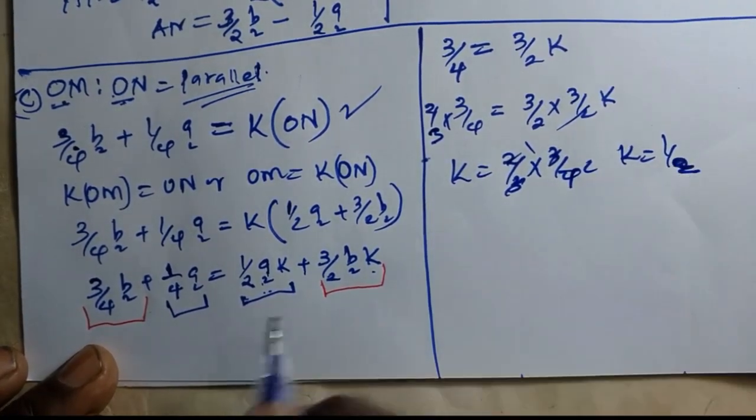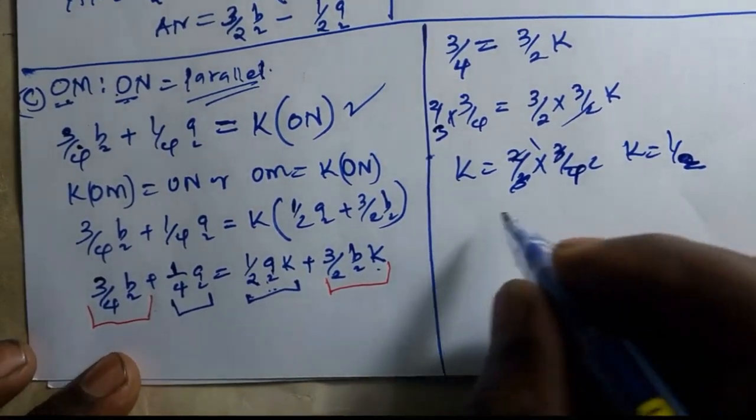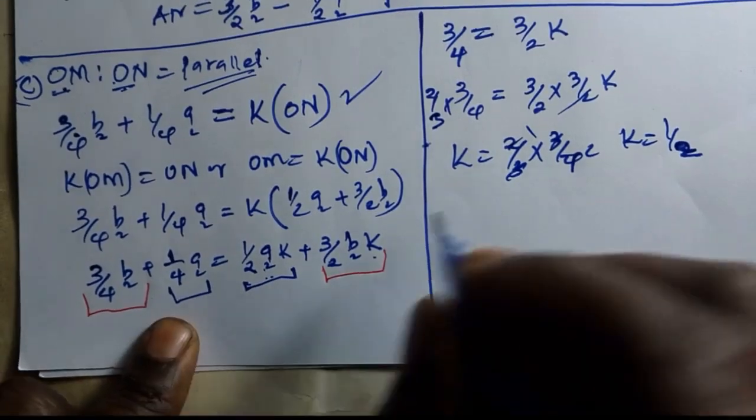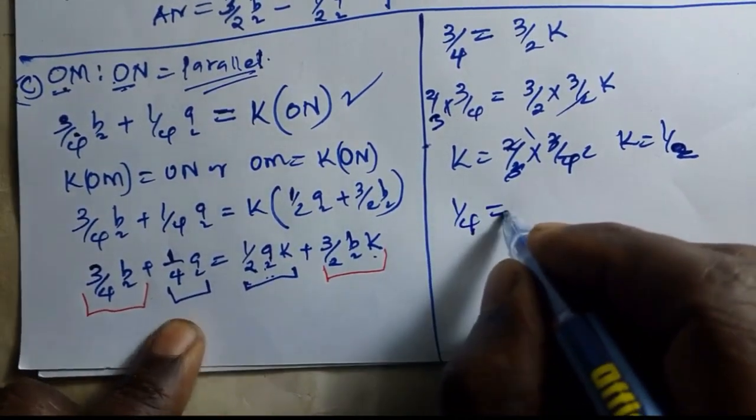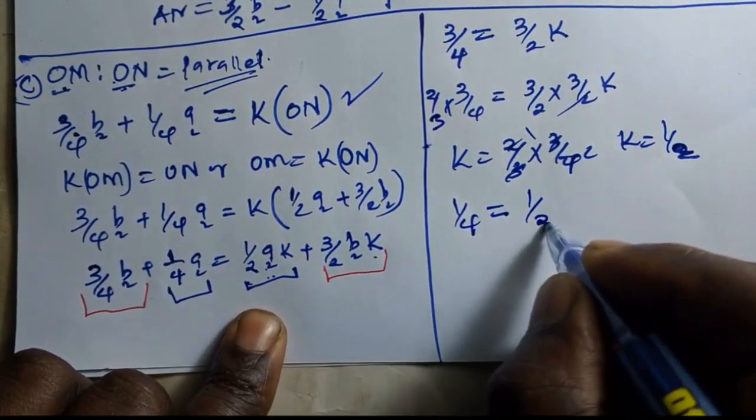Even if you use this one, the answer should be the same. Let us use this one: 1 over 4 is equal to 1 over 2k.